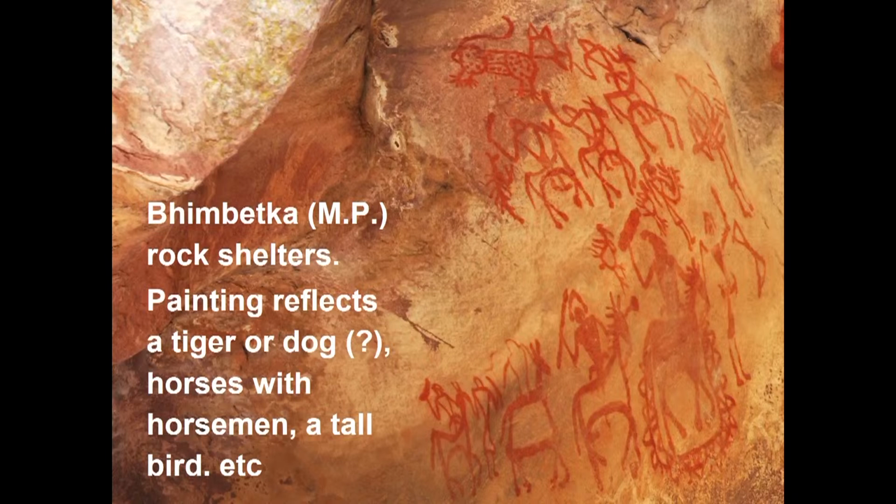In Bhimbetka, you also get to see another example of this, where a tiger or a dog figure, sometimes a cheetah figure, are portrayed. Horses with horsemen and a tall bird, etc., which are quite interesting to see all of them in crowded positions.